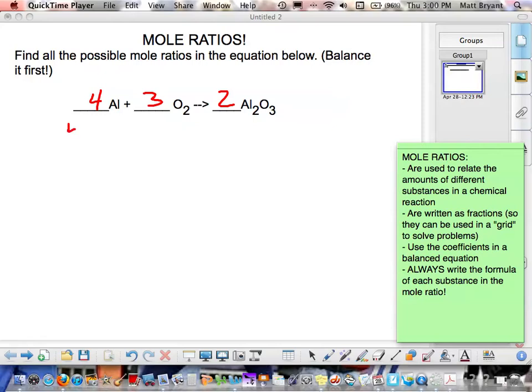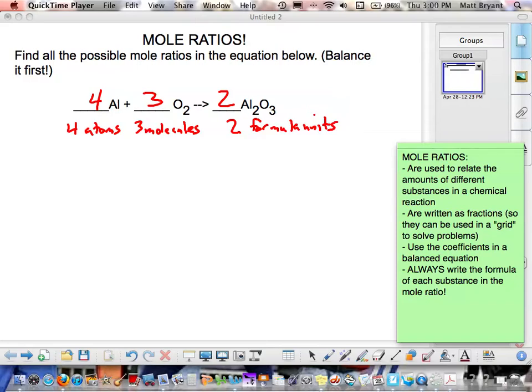It could tell us that 4 atoms of aluminum come together with 3 molecules of oxygen to form 2 formula units, and I'm only using that term because it's an ionic compound, so I'm trying to be consistent, of aluminum oxide. So that's one thing that it can tell us. Now, the other thing that it can tell us is things in terms of masses as well, but we'll save that for the next podcast.